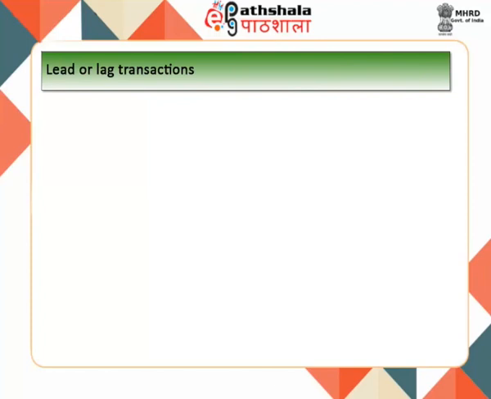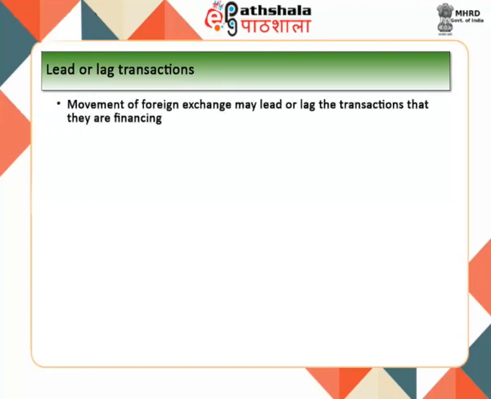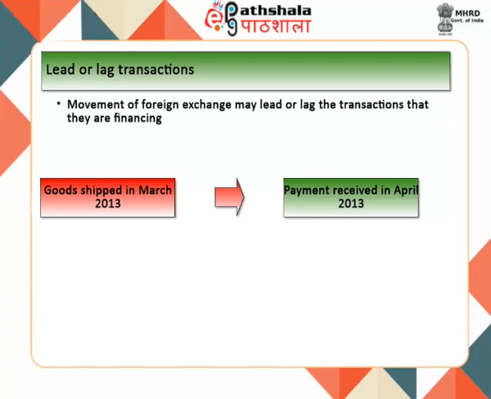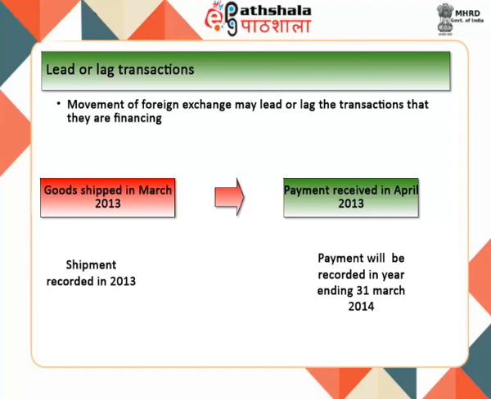Lead or lag transactions. Movement of foreign exchange may lead or lag the transactions that they are financing. Example, if goods are shipped in March 2013 and the payment for them is received in April 2013, the shipment will be recorded in the financial year ending 31st March 2013. However, payment for it shall be recorded in the following financial year ending 31st March 2014. This difference leads to the statistical discrepancy in the BOP statement.